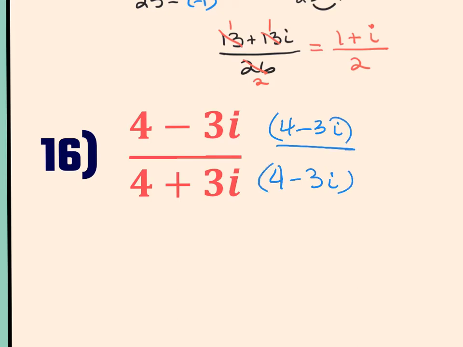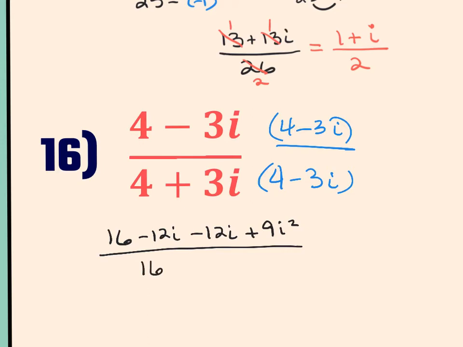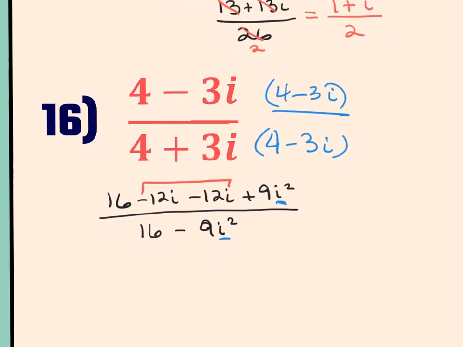FOIL the top. 4 times 4 is 16. Outer gives me negative 12i, inside gives me negative 12i, and last gives me 9i squared. Then I need to do the same thing to the denominator. I'm just going to do the shortcut. 4 times 4, that's first, and last is negative 9i squared. Again, I'm going to add the like terms here, and then replace the i squareds with negative 1.